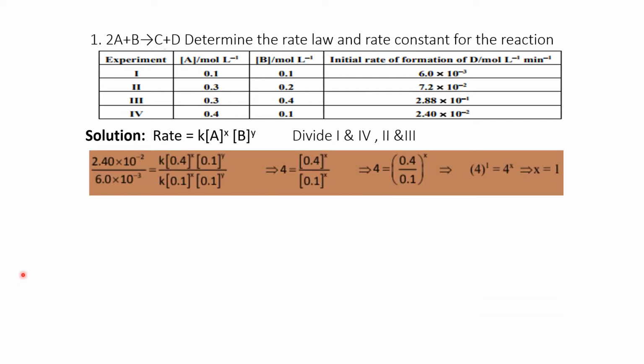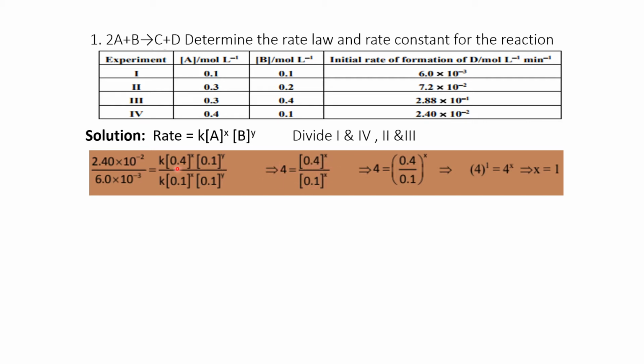Let's see the first one: the rate of 2.4 divided by 6, the first and the fourth. The rate expression is K, A concentration, B concentration, divided by K, A concentration, B concentration. These two are the same, which is why I told you to pick the same ones, so both get cancelled. If both get cancelled, we can take out the X value alone. Dividing, 6 fours are 24, so this will be 4.